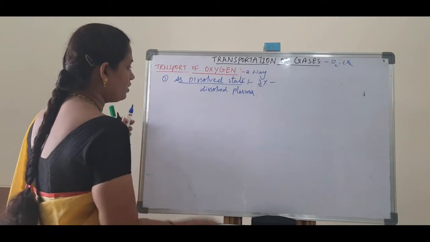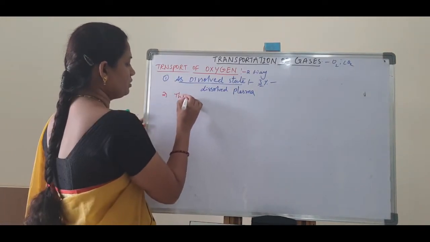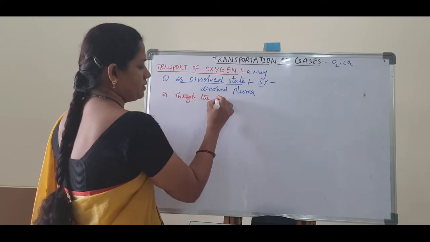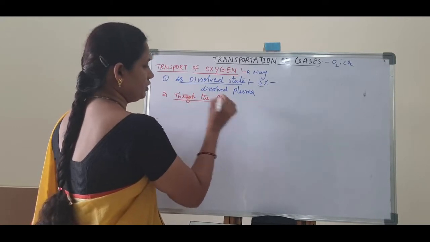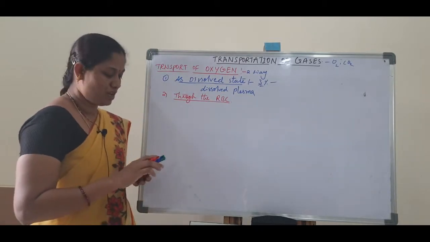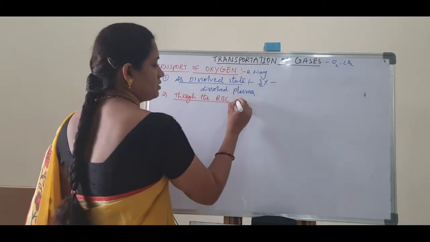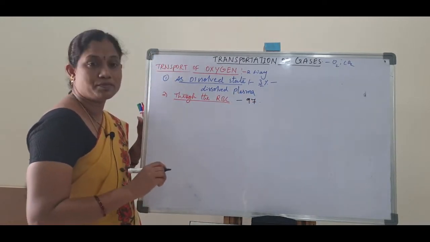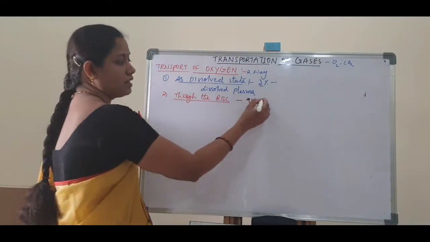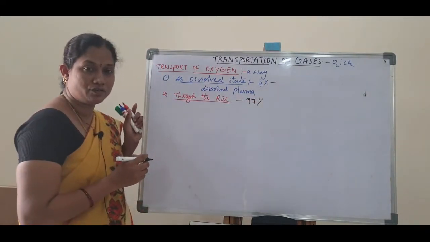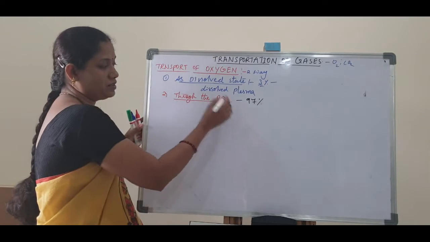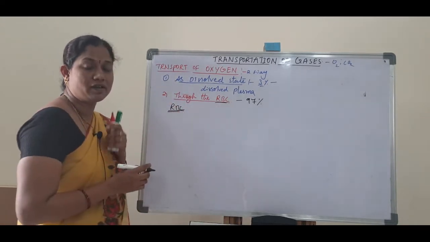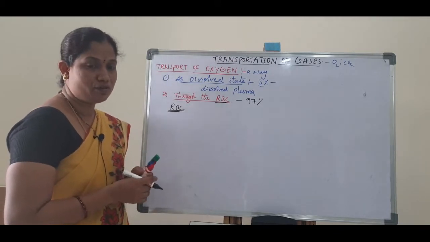Next, the second one is through the RBC. Through the RBC, a major amount of oxygen, nearly 97%, is transported. RBC means red blood cells. So RBC play an important role in the transportation of oxygen.